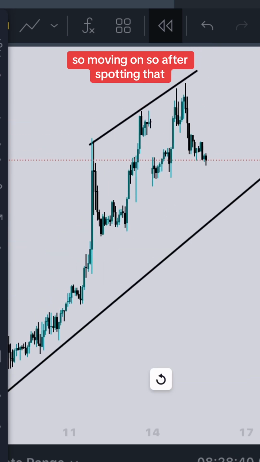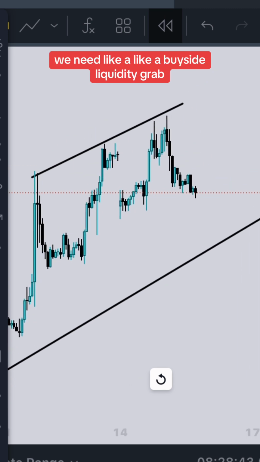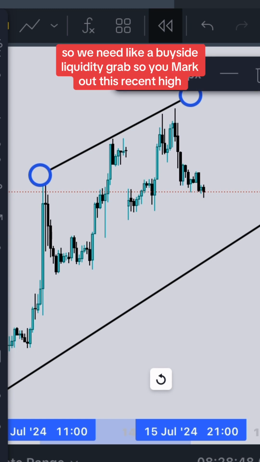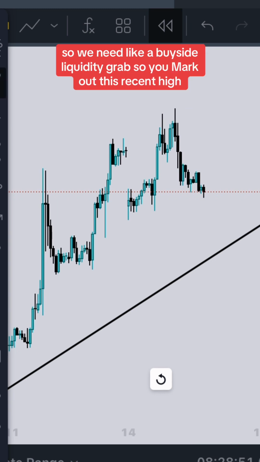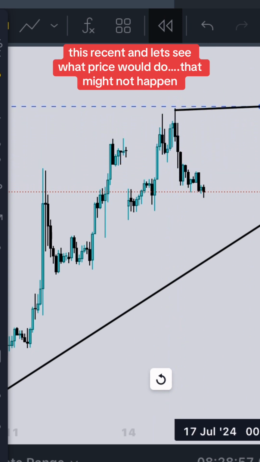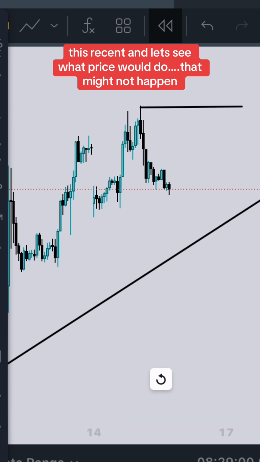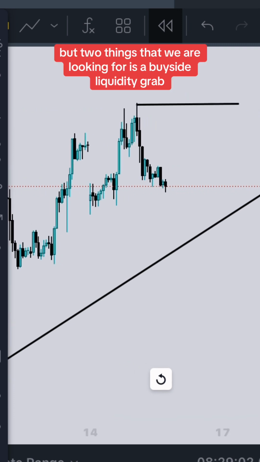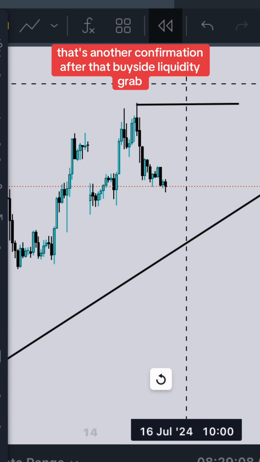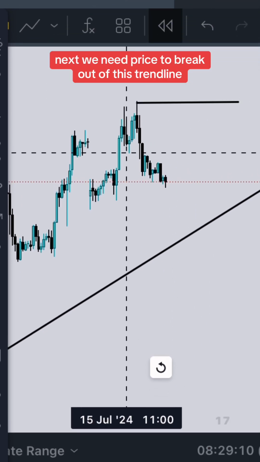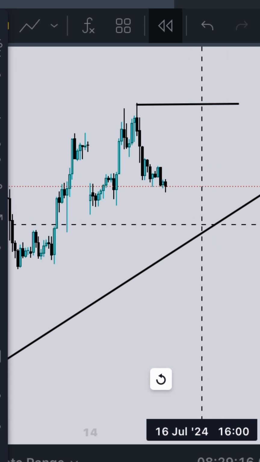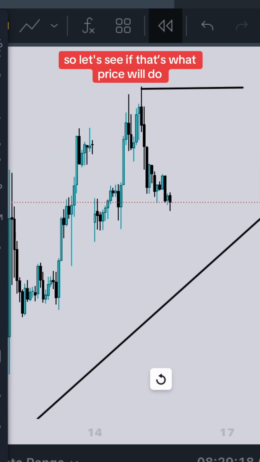So moving on. After spotting that, we need a buy side liquidity grab. So you mark out this recent high, and let's see what price will do. That might not happen, but the thing we are looking for is a buy side liquidity grab. When we get that, that's another confirmation. After that buy side liquidity grab, next we need price to break out of this trend line. Yes, we need a breakout. So let's see if that's what price will do.